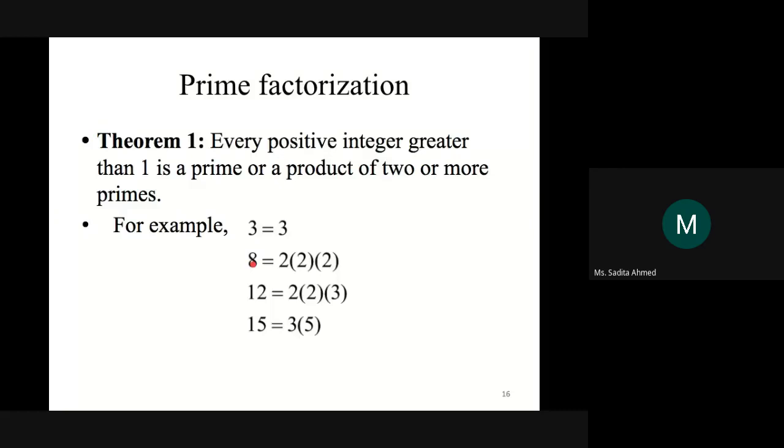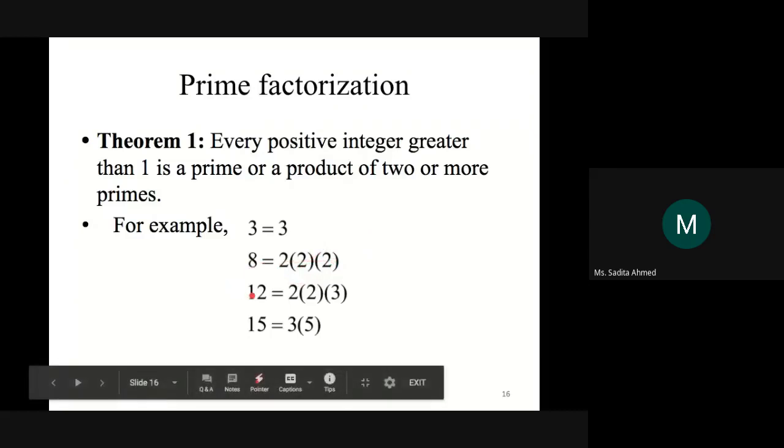8 is a composite. We know that 8 is not a prime number. However, 8 can be expressed as the product of 2 and 2 and 2. 2 multiplied by 2 multiplied by 2 gives us 8. And as you can see, 2 is a prime number. So 8 can actually be expressed as a product of prime numbers.